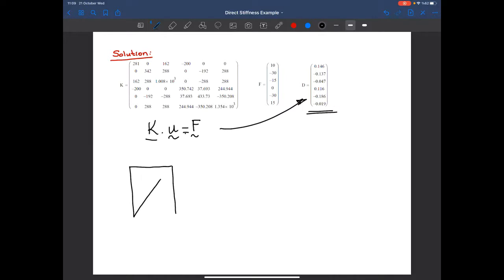So let me draw this figure one more time. This is the first member, second, third, and the fourth member. Okay. And our structural degrees of freedom are as follows: D1, D2, D3, D4, D5, and D6. Now I will write the deformation vector for the first member. So let's show it like that.